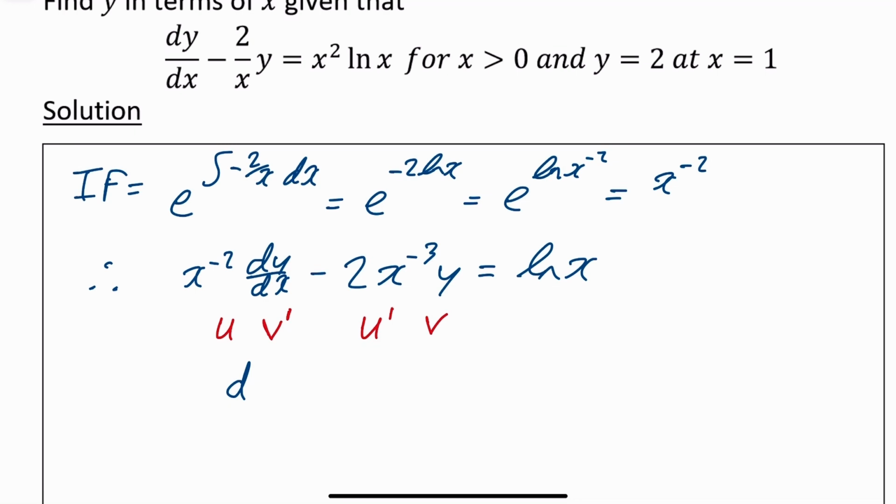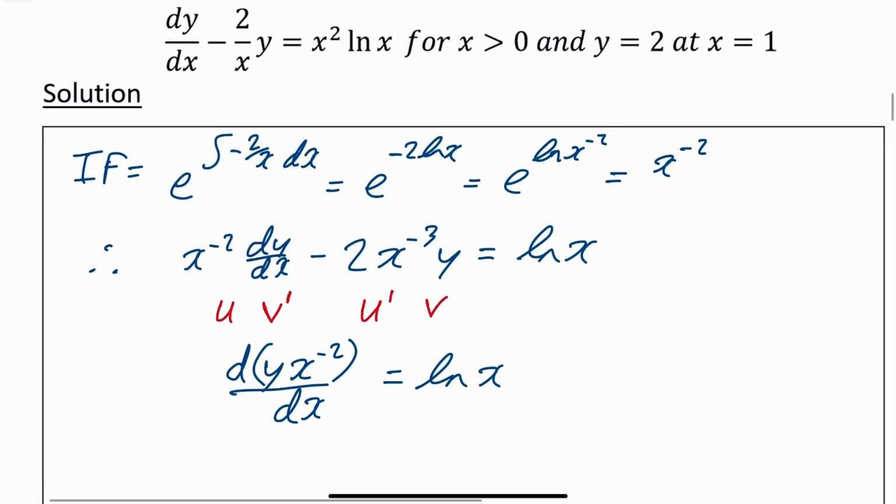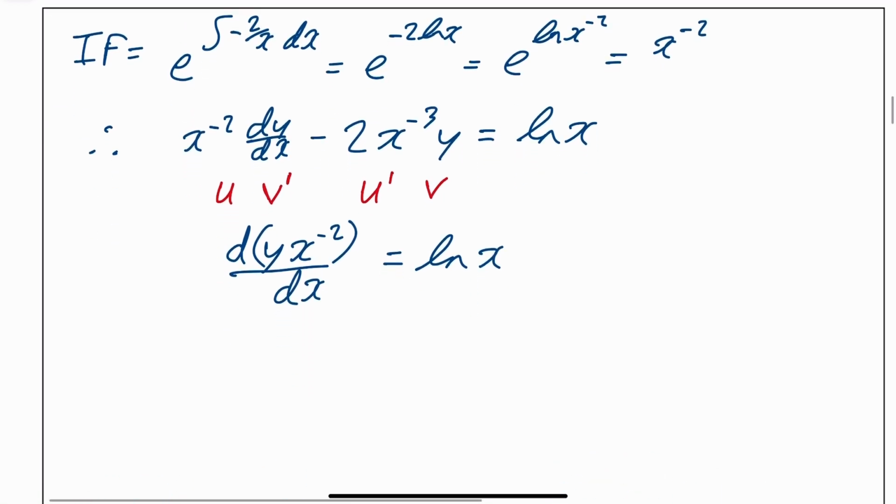So the derivative of y times x to minus 2, just a wee bit nicer to write it that way, dx is equal to ln of x. So if you integrate the left-hand side, you're just going to get y times x to minus 2. And integrate the right-hand side, you're going to get the integral of ln x dx.